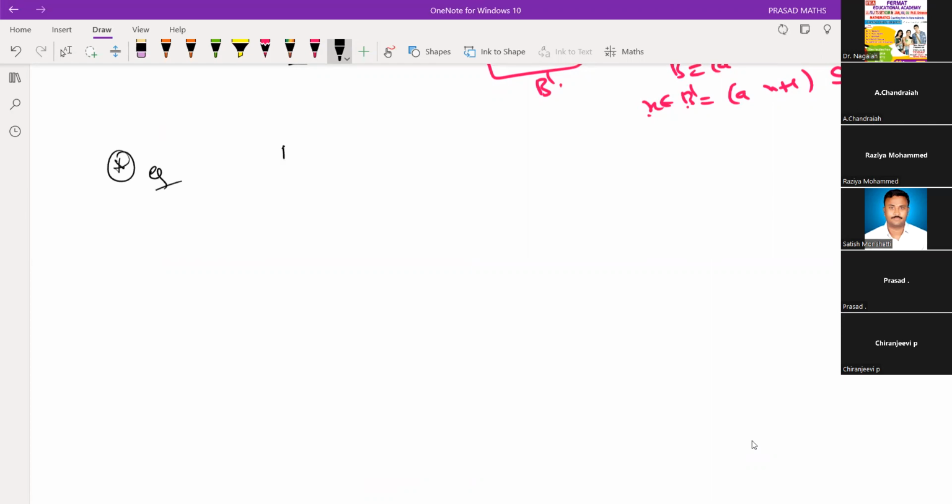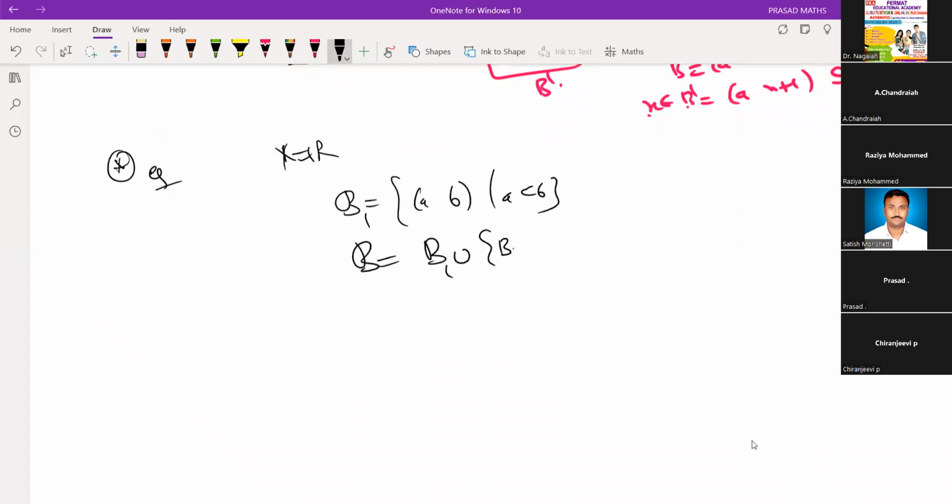Suppose you take this. Suppose, as I already told you, you take X equals R. This is my open base, B1. What is my B? My B is B1 union {B minus K such that B belongs to B1}. This induces a topology. You've seen this topology is called the K topology, denoted by tau K.